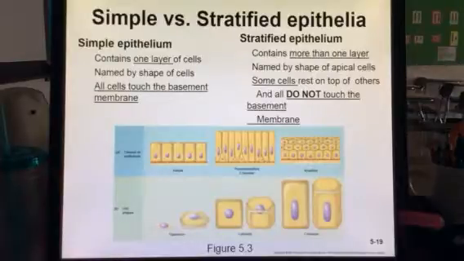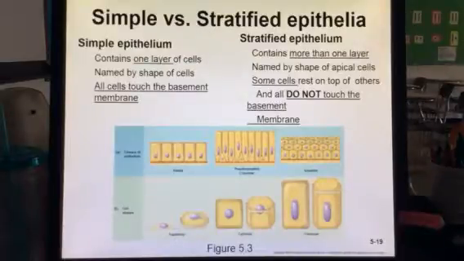They are then going to be named by the shape of their cells. And all cells in simple epithelium touch the basement membrane. So you'll just see one layer of epithelial cells and then the basement membrane below it. Stratified epithelium looks way more complicated. It has more than one layer, so stratified means more than one layer. Again, we're going to name it by the shape of the cells, but some cells rest on top of others, so they don't all touch the basement membrane. Only the bottom layer is going to touch the basement membrane.